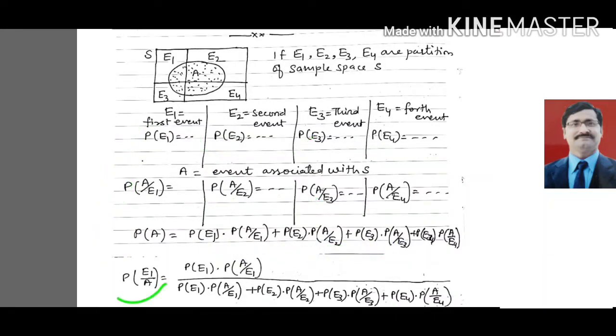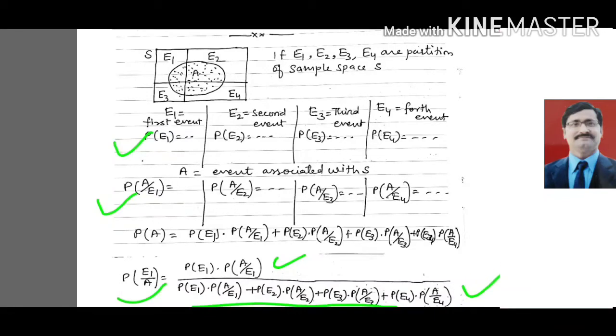If you have to find P(E1|A), then look here: P(E1) into P(A|E1) you write in the numerator, and the sum of all these you will write in the denominator. Means in the denominator P(E1) into P(A|E1) plus P(E2) into P(A|E2) plus P(E3) into P(A|E3) plus P(E4) P(A|E4).